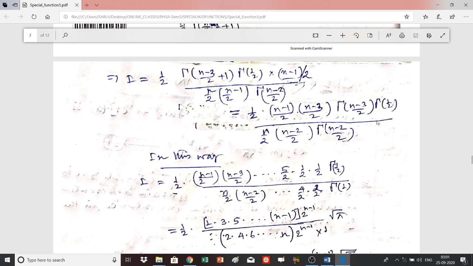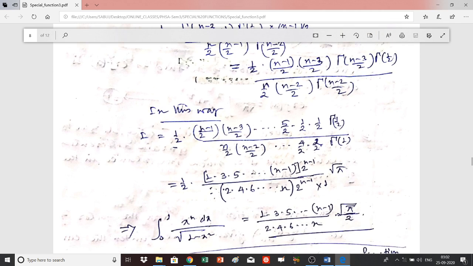And gamma half is there. And in the denominator, n by 2, then n minus 2 by 2. In this way, it goes to 4 by 2, then 2 by 2, and then gamma 1. The last term will be gamma 1. So in this way, you can write half, 1, 3, 5.